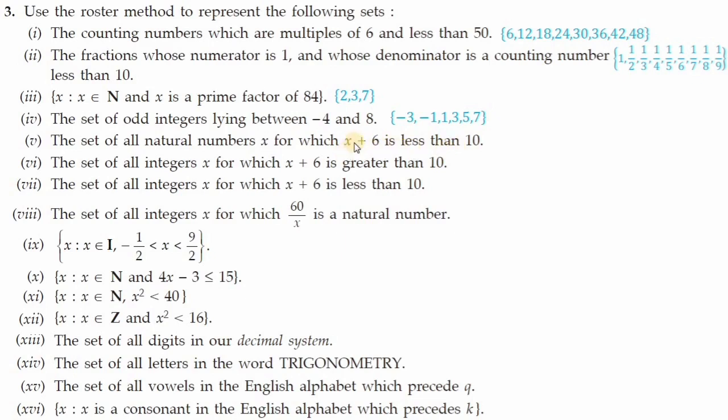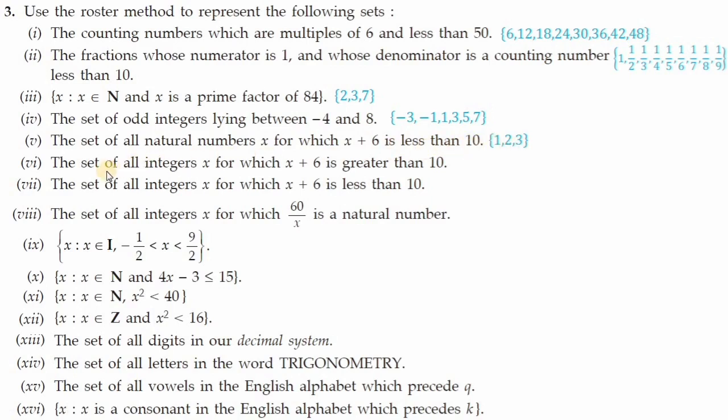Now, can we choose 4? That's the question. Now, 4 plus 6 is 10. And we know that 10 is not less than 10. 10 is equal to 10. So that's why I cannot put 4. Similarly, if I put 5, then 5 plus 6 gives me 11, which is more than 10, isn't it? So that's why in my set, I should have only 3 elements, 1, 2 and 3.